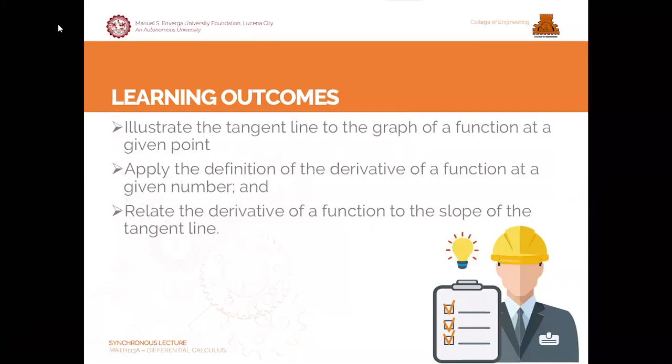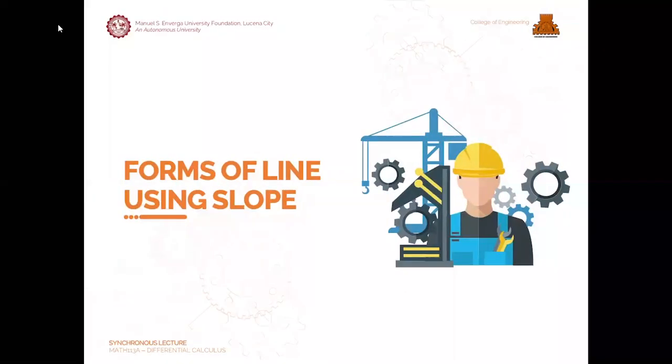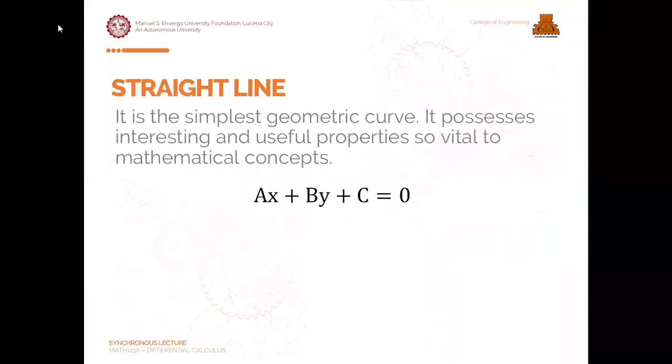Okay? So let's first recall yung kung paano kinukuha yung equation ng line using yung slope o yung value ng slope. Okay? So recall na pag straight line, isasabi siyang pinaka-simplest geometric figure kasi diba straight line na-form siya kapag meron tayong dalawang point tapos pinag-connect natin yung dalawang point, yung line segment na mapoproduce natin is a straight line. Okay? So it possesses interesting and useful properties, so vital to mathematical concept.